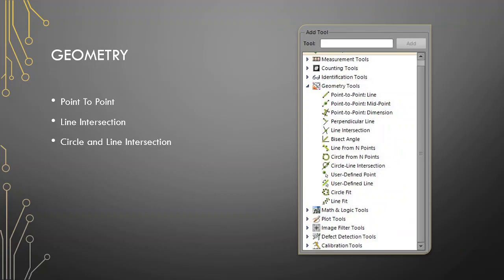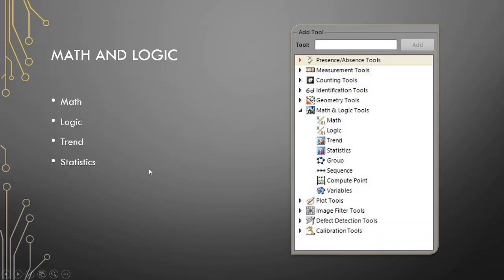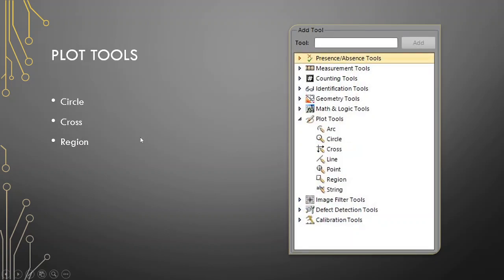Geometry tools, we'll talk a little bit about point to point, line intersections, circles, and line inspections. Math and logic, we'll talk a little bit about the math, logic, trend, and statistics. Again, we're going to probably briefly cover that information. We may not do a whole lot with it. We may save that more for our spreadsheet later on down the road, as most of those tools we would see more in spreadsheet programming. Plot tools, again, talk briefly about circle, cross, and region. And once again, we might reserve some of that for spreadsheet programming as well.